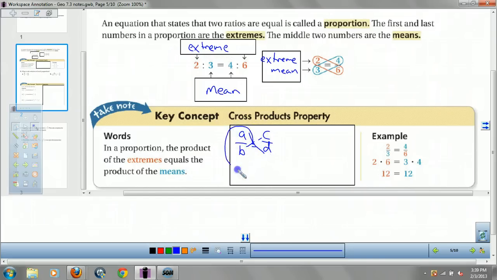It's actually like drawing a heart. That means AD equals BC. Okay? Cross multiplying. Again, you're drawing a heart. Valentine's Day is right around the corner too, right? Perfect.